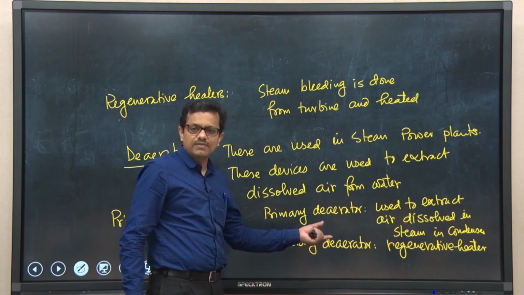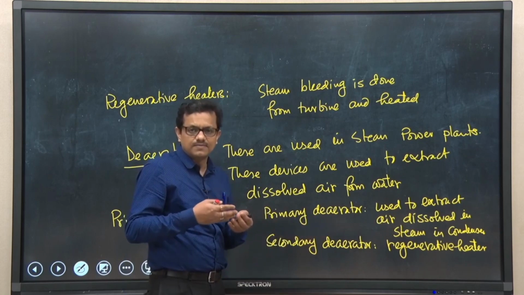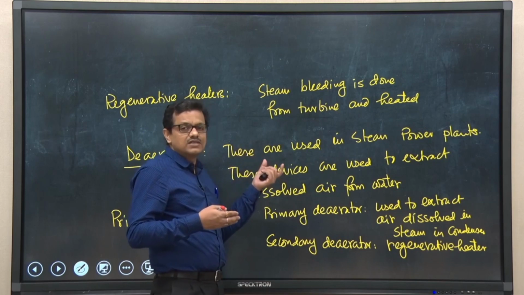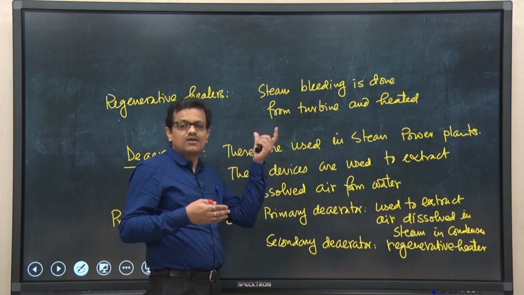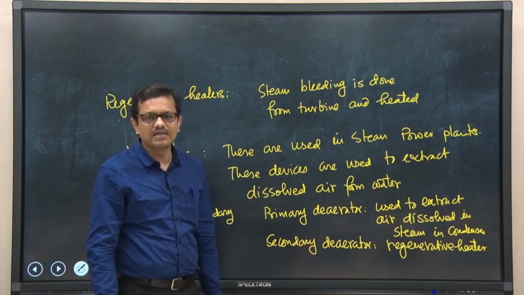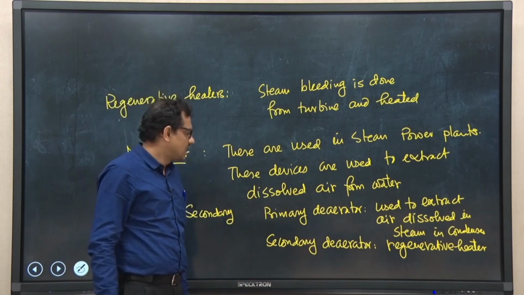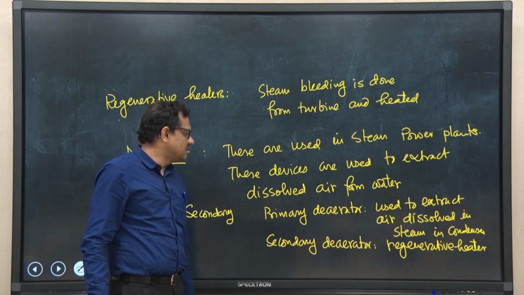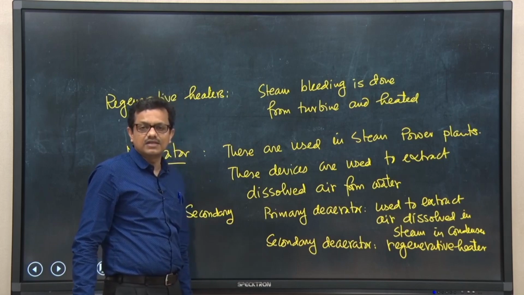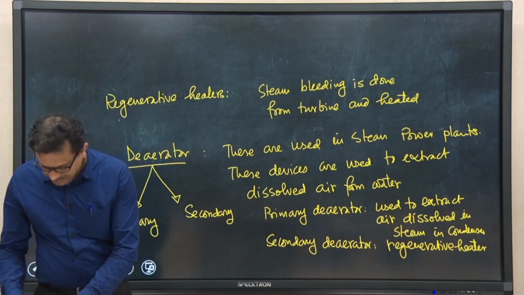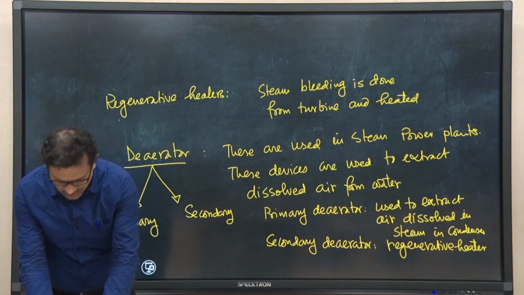The condensate which is coming from the condenser still has some dissolved air within it. So, to extract the dissolved air, steam is extracted or bled from the turbine, and that steam is allowed to mix with this condensate, and the air is removed. So, basically the secondary deaerator is a regenerative heater that we have discussed in the context of the open type feed water heater.